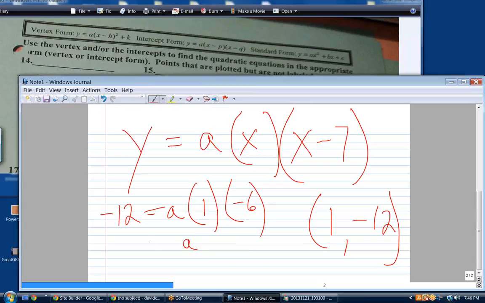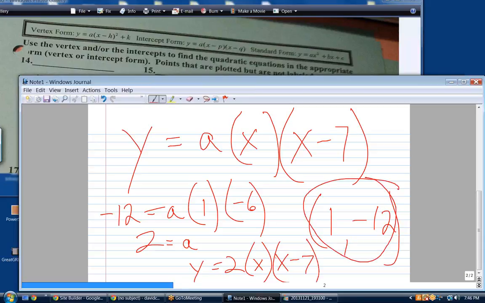So what is A? Negative 12 equals negative 6A, so A equals 2. And now what is our specific equation for this particular quadratic? Y equals 2 times x, times x minus 7. Right. In other words, we only use that point to solve for A. Then we go back and we use x and y in our regular equation.